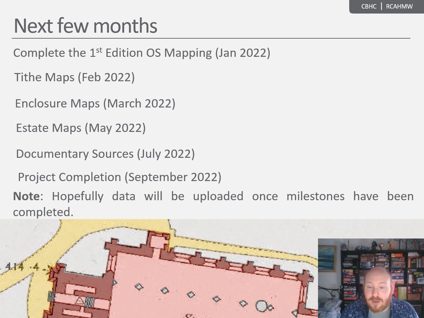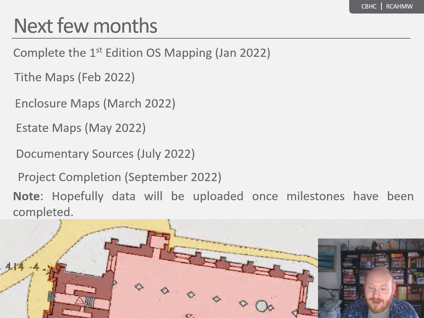In February, we hope to finish off the tithe maps. So at the moment, Nerquis and Trythen have been uploaded, so we hope to finish Llanberis, Llanarmon, Llandegla and Mould by the end of February. By March, again, we hope to have all the enclosure maps uploaded, and the estate maps by May.